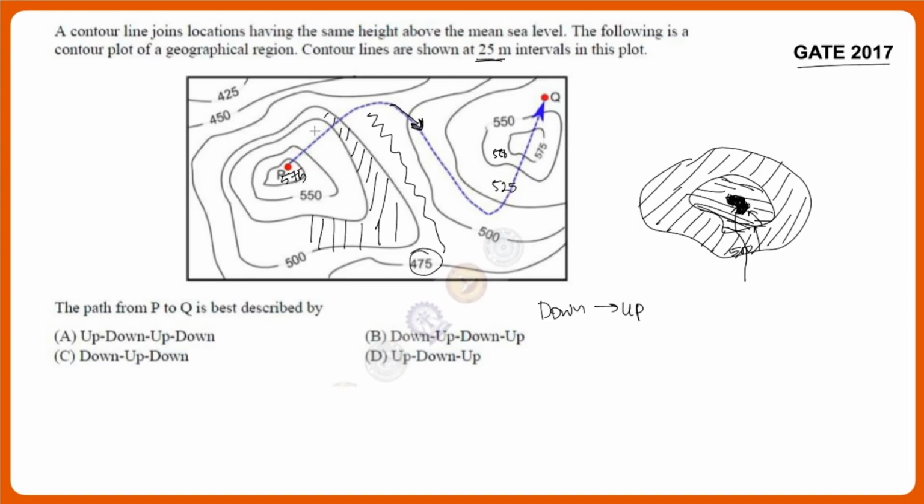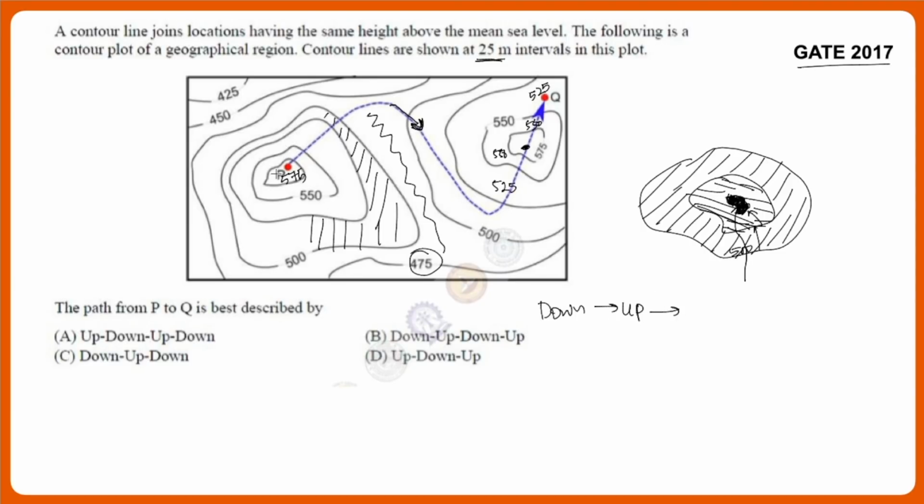So once you went down till here, and then you are going up till this point where you reached 575. So you reached a value of up. Then after reaching this 575, you are not stopping here, you are moving more, and you went from 575 to the 550 region, and this point Q is actually in the 525 region. So you reached again down.